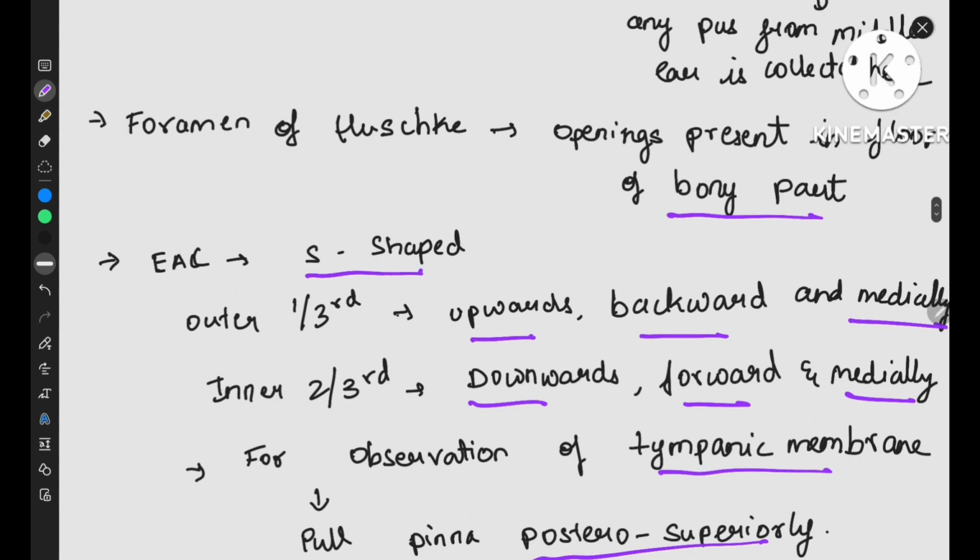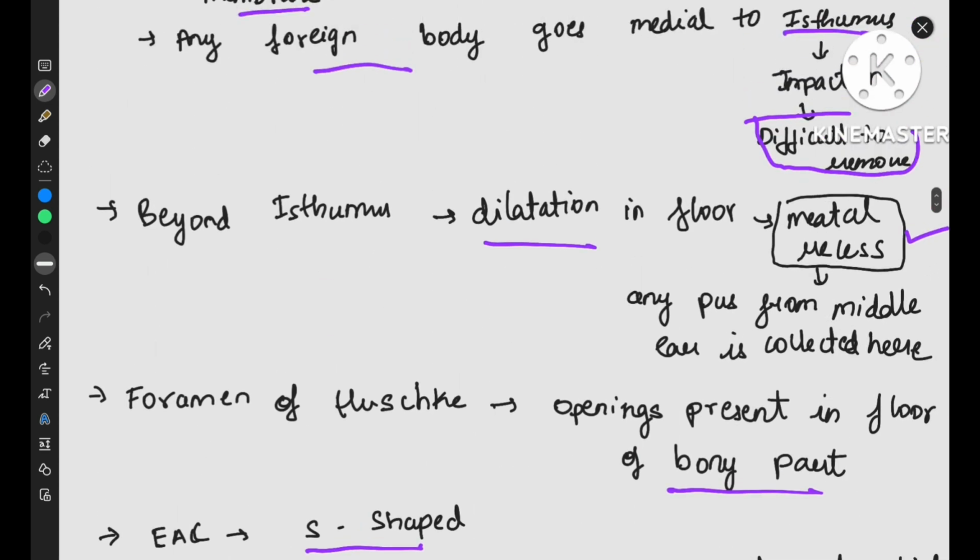This is about the external auditory canal. The next part is the tympanic membrane. We'll discuss it in the next video.